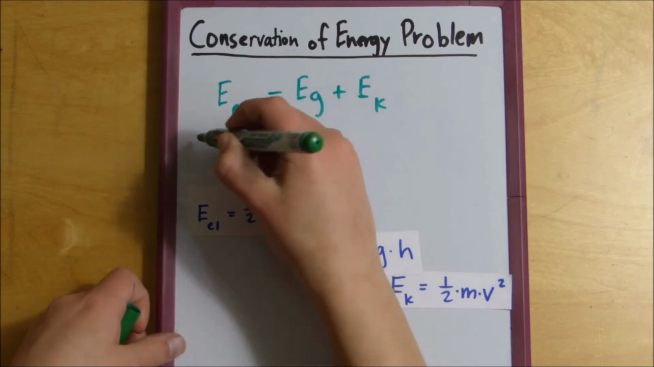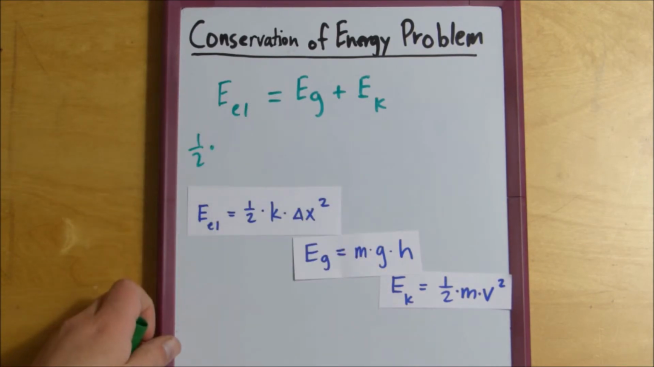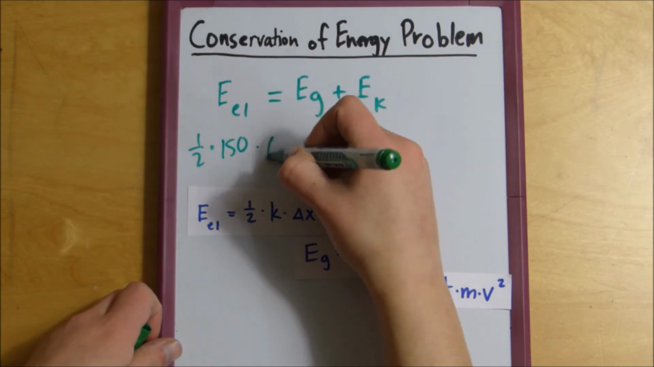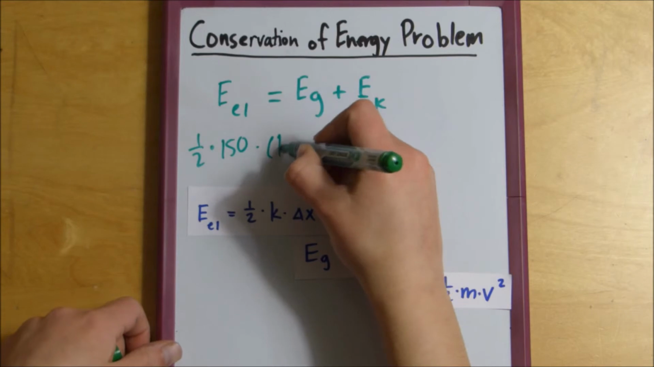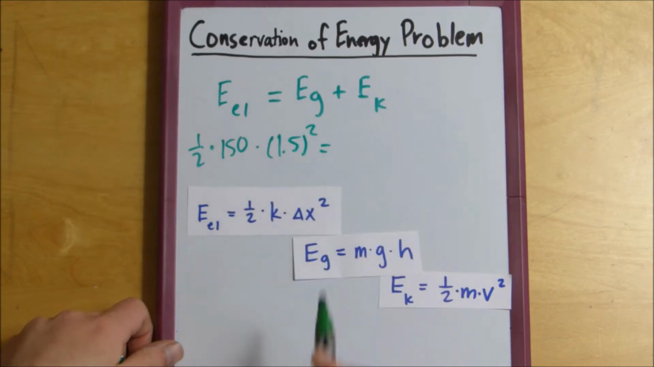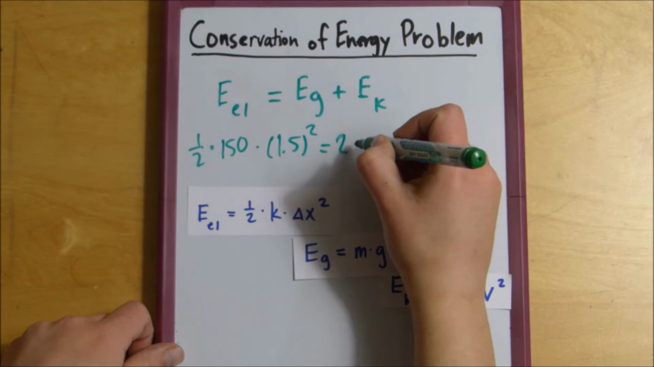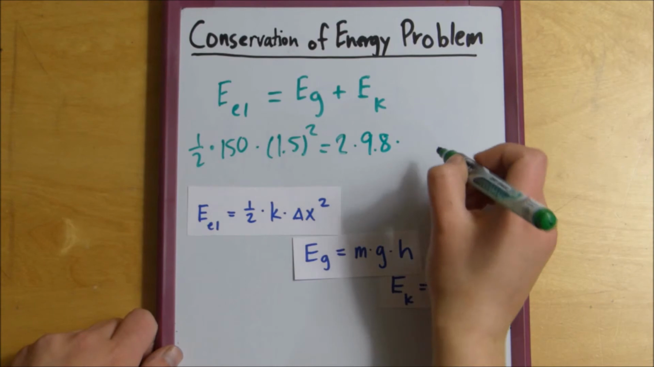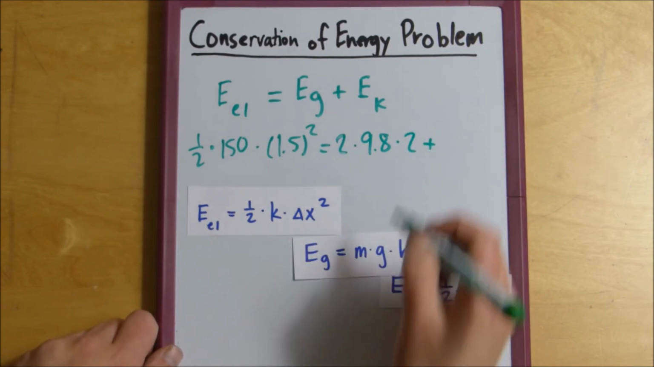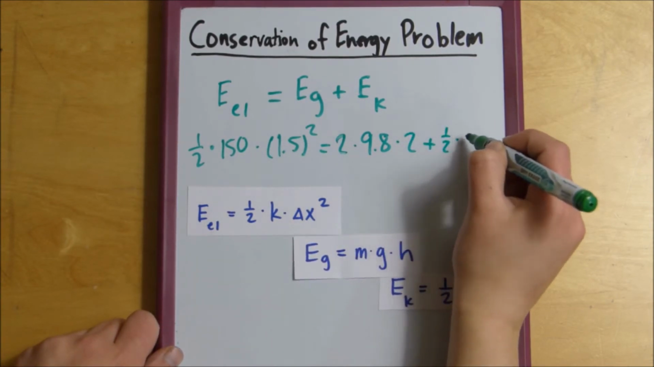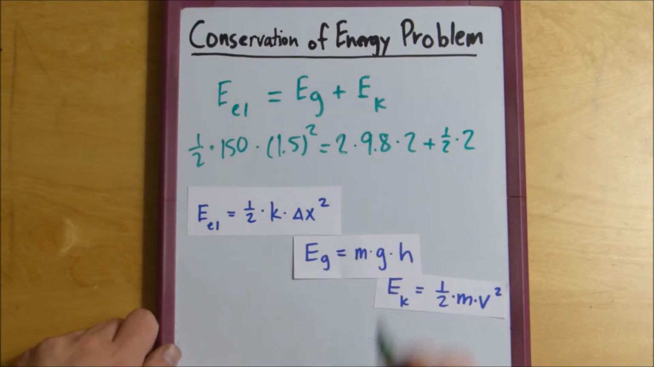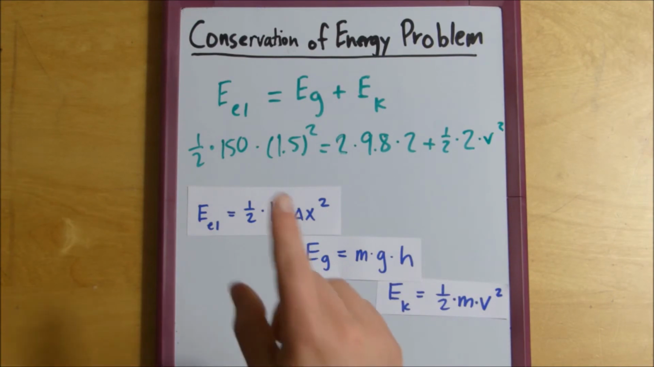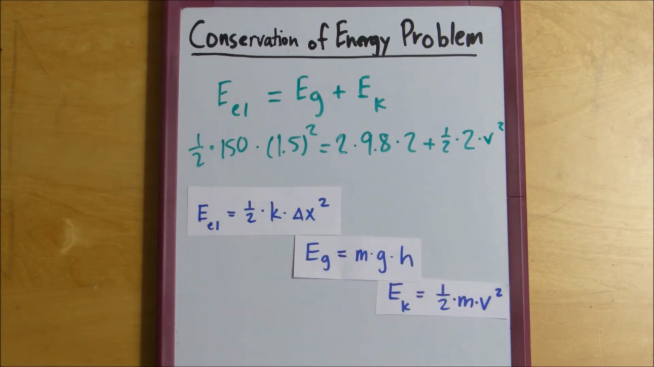So, 1/2 times the spring constant, which is 150, and then the distance that the spring is compressed is 1.5, squared, equals the mass of the block, 5, times gravity, 9.8, and then the height of the hill, 2, plus 1/2 times the mass, 5 kilograms, times velocity squared. We don't know the velocity, we're trying to find the velocity at the end of the block's path, right?